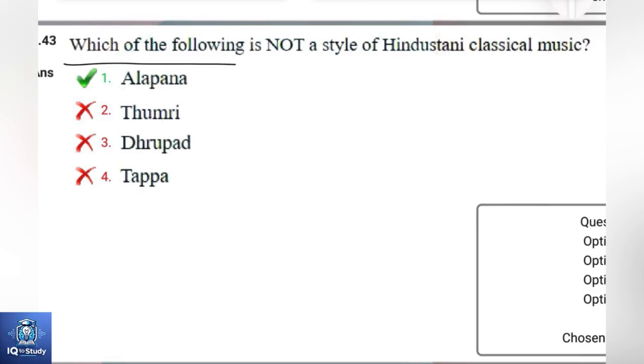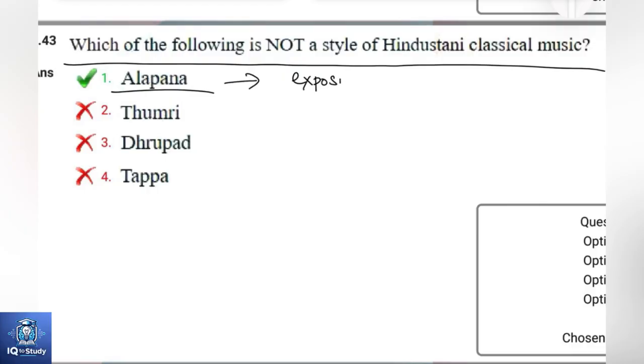Which of the following is not a style of Hindustani classical music? Alapana. Because Alapana is the exposition of a raga or a tone.